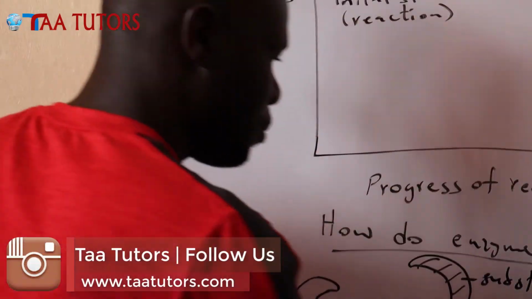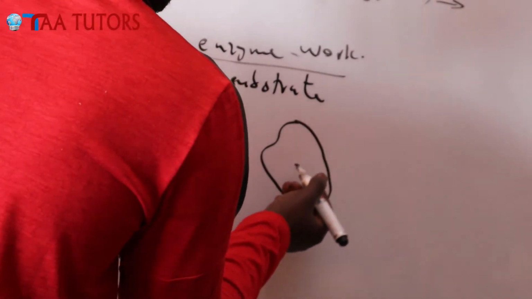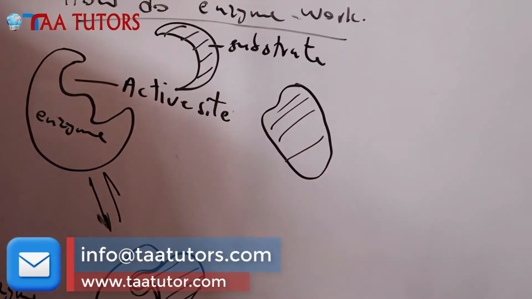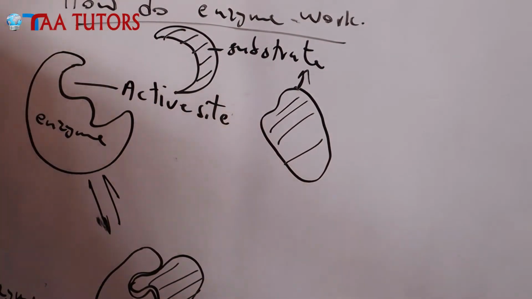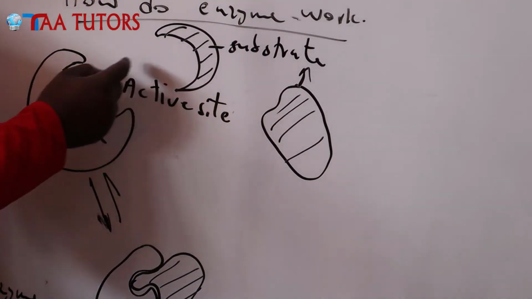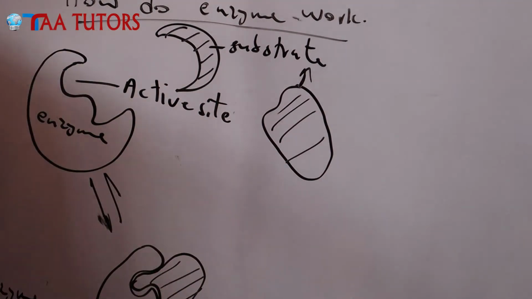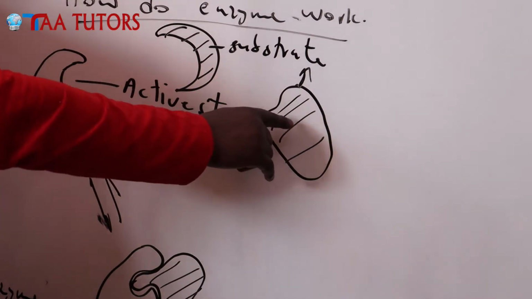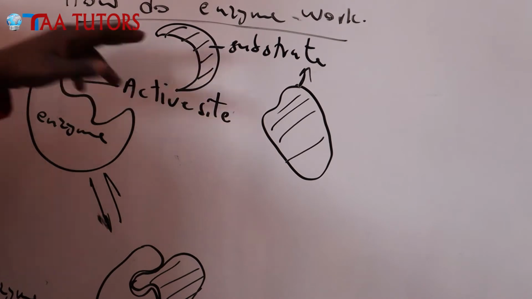Like for example, if in any case this was my substrate, you can see there is no shape here that can fit on this. So if these are two substrates here, you will see that this enzyme will only select this to work on, and this one will remain uncatalyzed and not reacted upon. Why? Because the shape of the active site here is not specific to the shape of the substrate that we are seeing at that other point. So this one will not be broken down, and this one will be broken down.